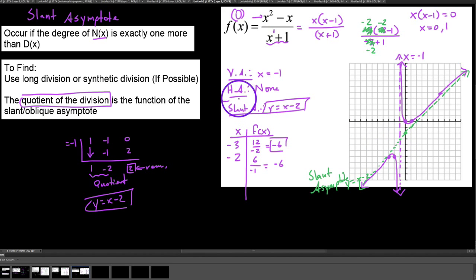So remember, if you're looking for a slant asymptote, it is the quotient you get when you divide the top by the bottom. That'll be the equation of the slant asymptote.